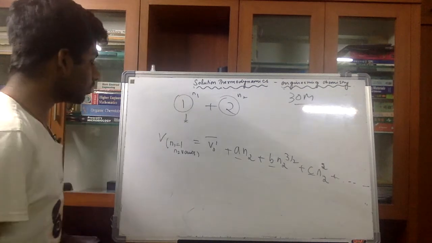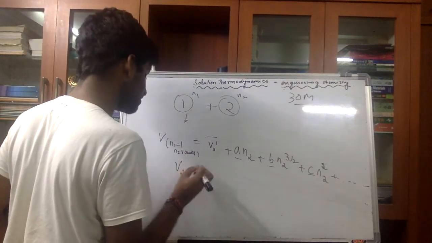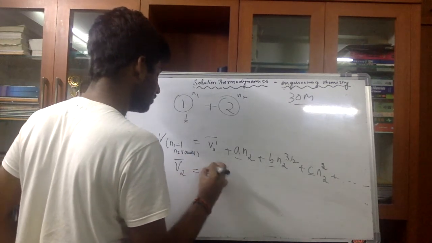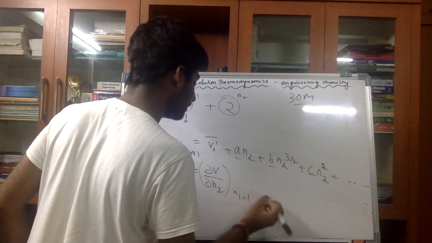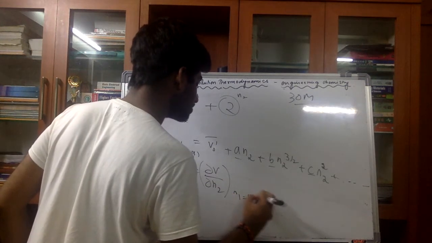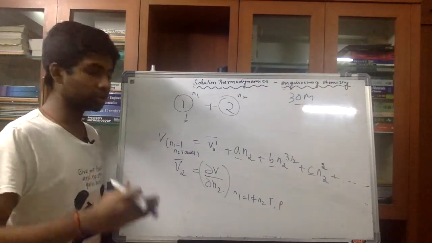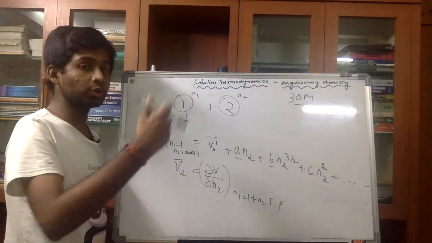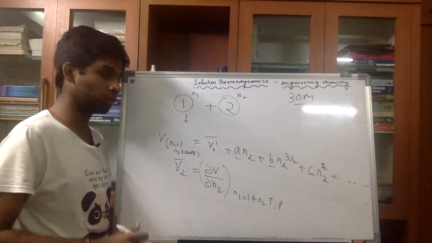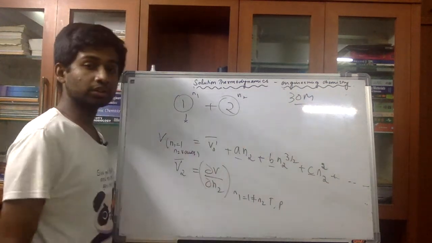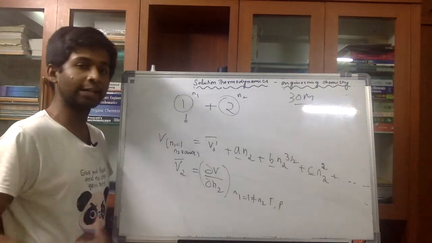Okay, so now let us write the actual definition. V2 bar is equal to dou V by dou N2 at N1 equal to 1, which is held at constant N1, temperature and pressure. This you have understood because I have told you that we are adding into the first component. That means you are finding the partial molar volume of the first component. Because of that, the number of moles of that component will be constant, and you're considering that to be unity for calculation purposes.